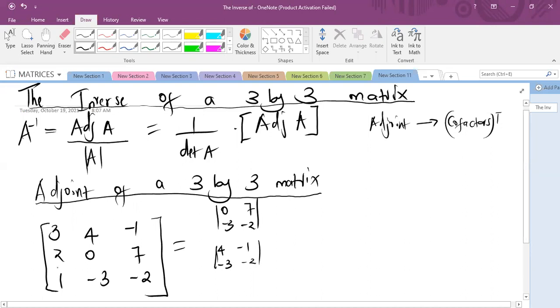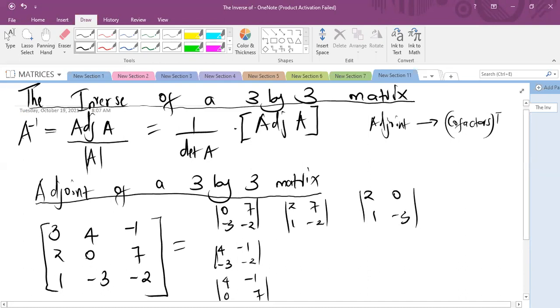Then for 1 here, deleting the row and column in which it lies, we remain with the small matrix 4, minus 1, 0, 7. We do the same for all the other elements. So let's go. We are here at 4. Deleting the row and column in which 4 lies, we remain with 2, 7, 1, minus 2. Deleting the row and column in which minus 1 lies, we remain with 2, 0, 1, minus 3.